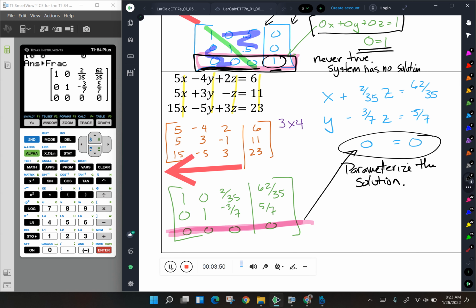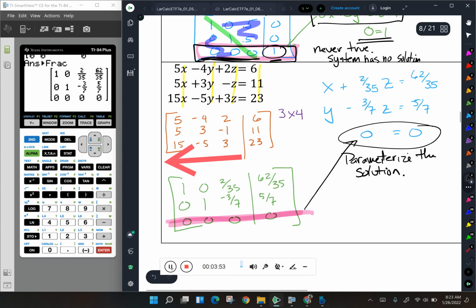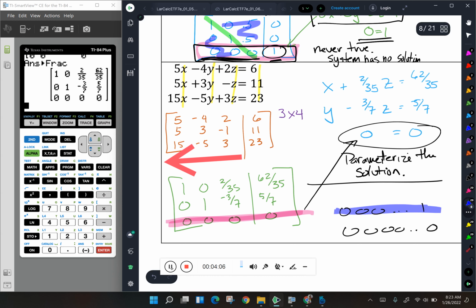All right, so what does this boil down to? Well, 0, 0, 0, dot, dot, dot, 1, bad. 0, 0, 0, 0, dot, dot, dot, 0, good. 0, 0, 0, 1 means no solutions. 0, 0, 0, 0 means many solutions, and we just have to parameterize the system.